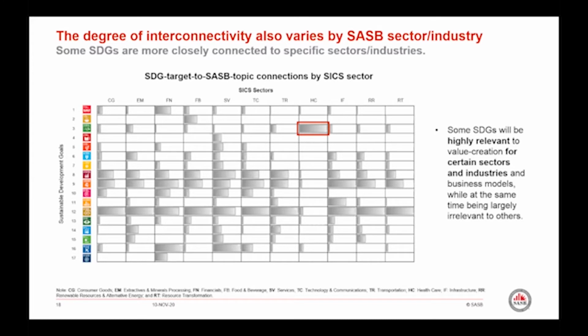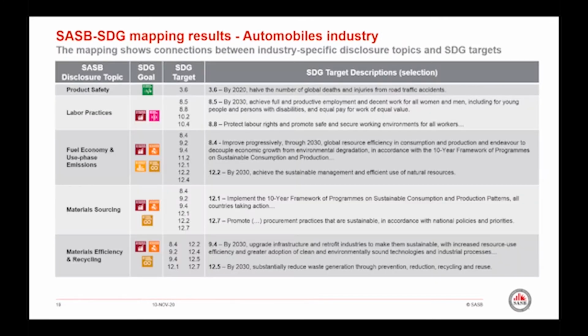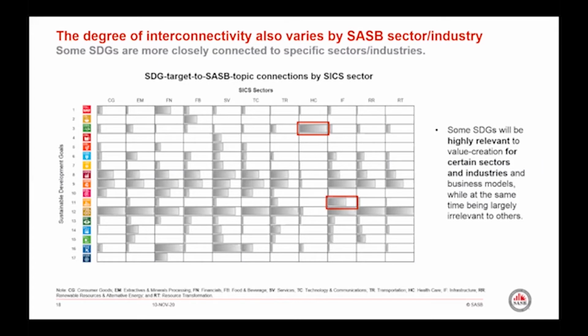I want to bring your attention to other two sectors just to drive this point home. First of all, let me focus on SDG number 3. SDG number 3, as a reminder, focuses on improving health and well-being. So it is not surprising that the healthcare sector, the SASB sector, is the most aligned with that particular SDG. This is not a result that surprises anybody. It's expected, but it shows in a simple manner what this table is trying to convey. That certain sectors, of course, have a higher degree of interconnectivity with certain SDGs.